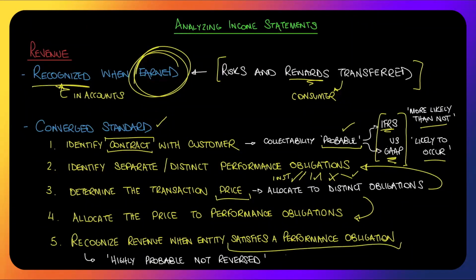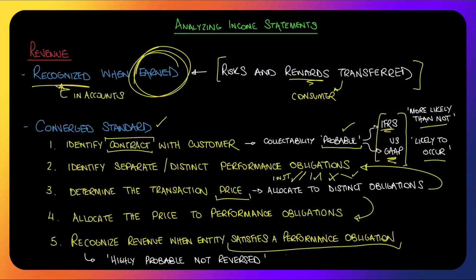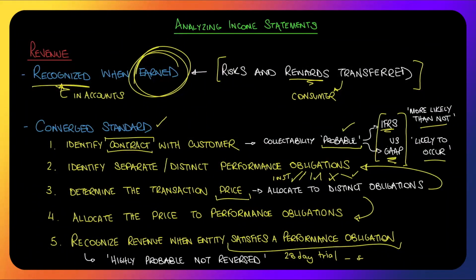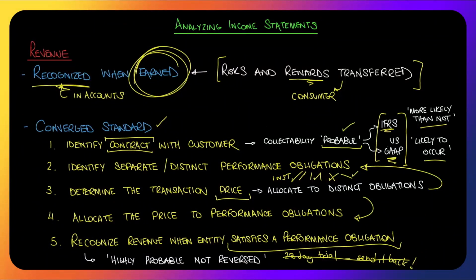But that's only if it is highly probable that the transaction will not be reversed. So we're not saying, look, have this software on a trial. So let's say it's a 28-day trial. See how you feel about it. And if you don't like it, send it back. No obligation. Everyone's happy. Well, that's not revenue. So if that happens, and let's say they've been paying you up front, so you have the cash for this trial, you must recognize that as a liability until you earn that revenue.